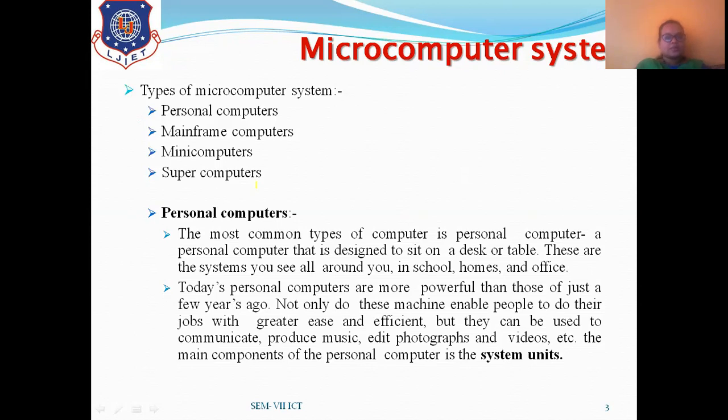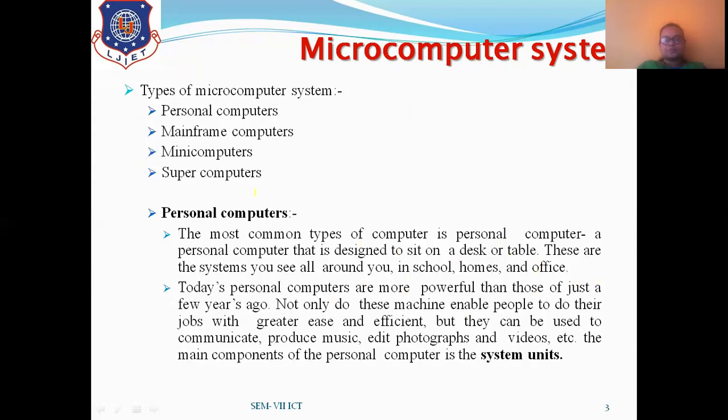So what are personal computers? Today we are using laptops and desktops in our day-to-day life. They are an example of personal computers. The most common type of personal computer is a computer that is designed to sit on a desk or a table, and they can be seen all around in schools, homes, offices, etc.